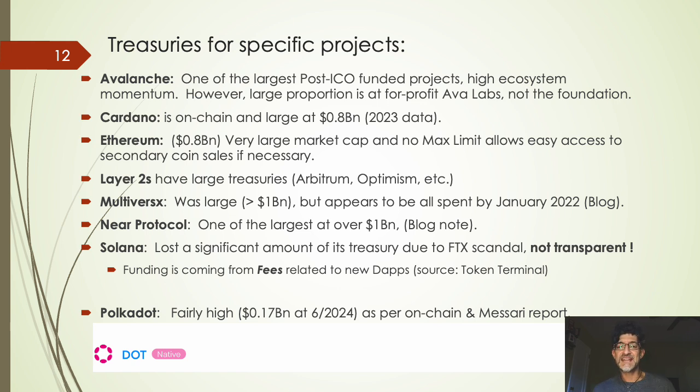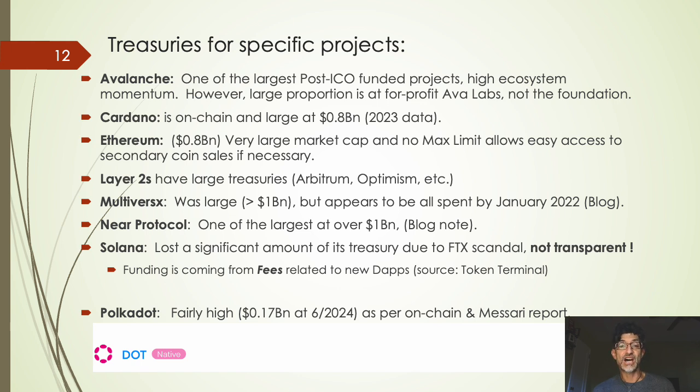And Ethereum, even if it didn't have anything, we don't need to worry about it because it has a large market cap. That's another thing to look out for. If the market cap is large, they can easily issue secondary coins. That's if there's no max limit, of course. Layer 2s, by the way, have the largest treasuries. MultiversX is an example that had a huge treasury of greater than $1 billion. It's all spent, no information on it. It's gone. I even went to their blog and I looked for it in multiple places. It's gone. So I wish they would update that because I think MultiversX is an excellent chain.